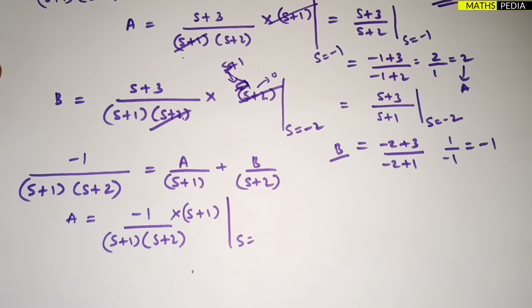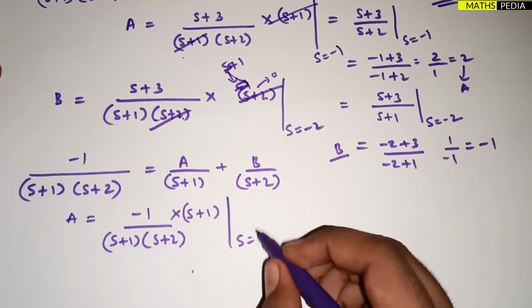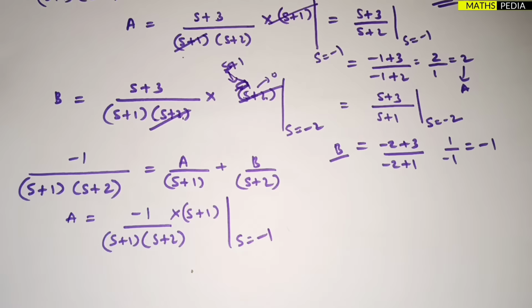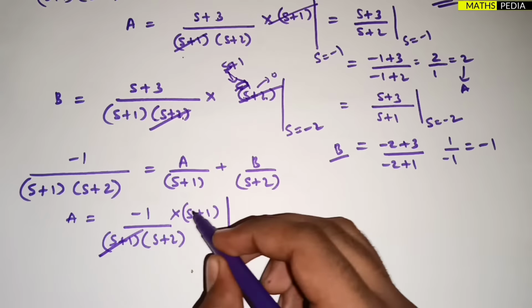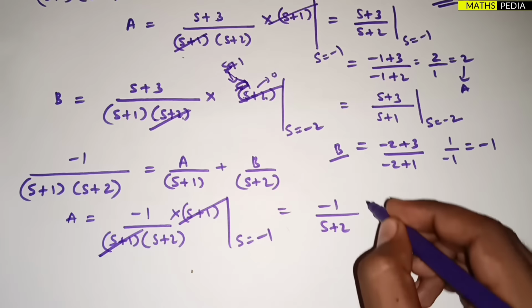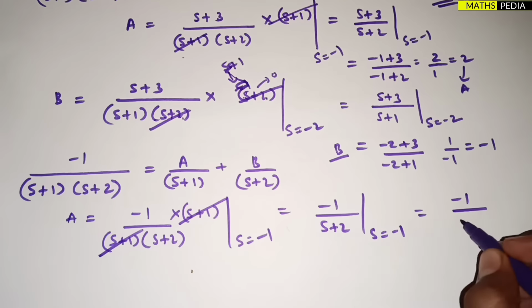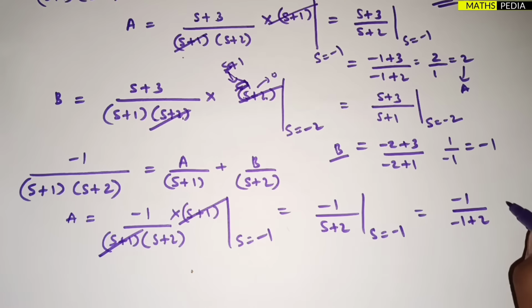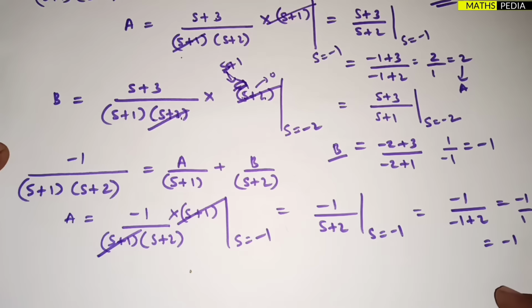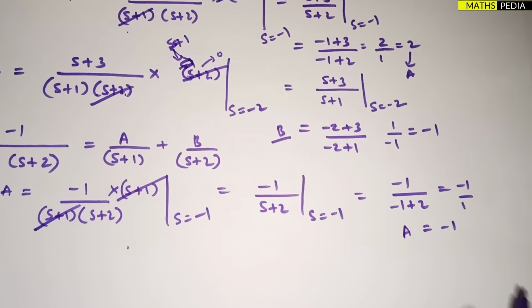Substituting s value as what? I should make this term as 0. So I have to put s equal to minus 1. Cancel the terms first, then you substitute. So what is remaining? Minus 1 by s plus 2. I have to substitute s equal to minus 1. So minus 1 by minus 1 plus 2. So it will become minus 1 by 1, which is equal to minus 1. Okay. So I got a value as minus 1. Next I have to go for b value.